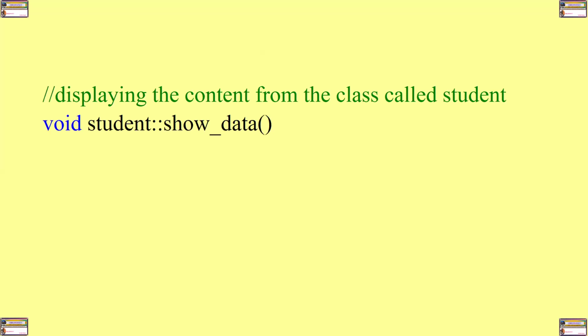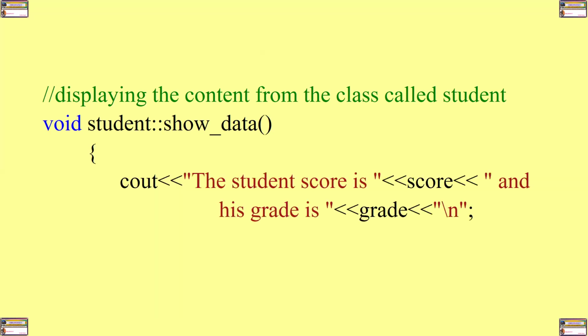Here is our function. And what will the function do? What will the compiler do? It will write out the message: the student score is. Then look for the value stored in the member called score, read it, and write it out on the screen. Then display the next set of words, and his grade is, read the value stored in the member called grade, and write it out on the screen. Then drop the line, or write out a new blank line. In other words, the cursor will blink below this statement on the screen.